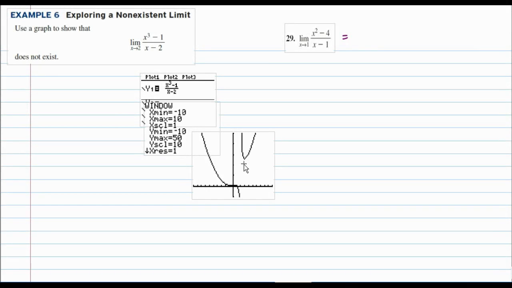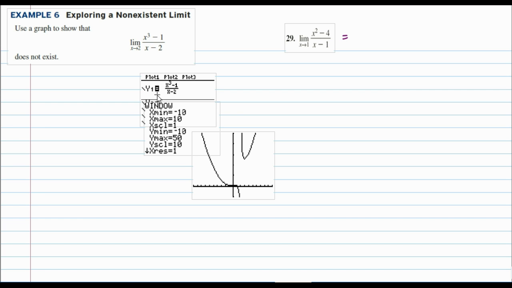This is the screencast for section 2.1, example 6. We're going to explore non-existent limits. Everything you've seen up to this point had a limit. The function may not have been defined at that exact value, but the y values were approaching a specific value, in other words, the limit.